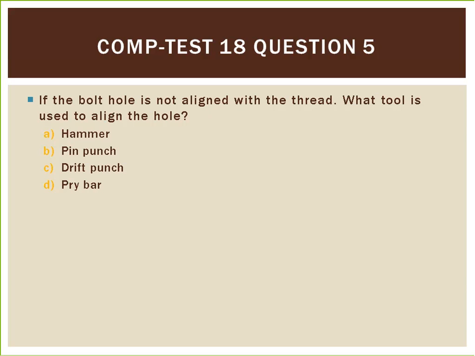CompTest 18, question number 5. If the bolt hole is not aligned with the thread, what tool is used to align the hole? A, a hammer; B, a pin punch; C, a drift punch; or D, a pry bar? Answer C is the correct answer because a drift punch will align two parts when aligning bolt holes. A is incorrect because a hammer may not fit into the thread holes. Answer B is incorrect because a pin punch is used to remove threaded bolts. Answer D is incorrect because a pry bar is used to pry pieces apart and not to align them.